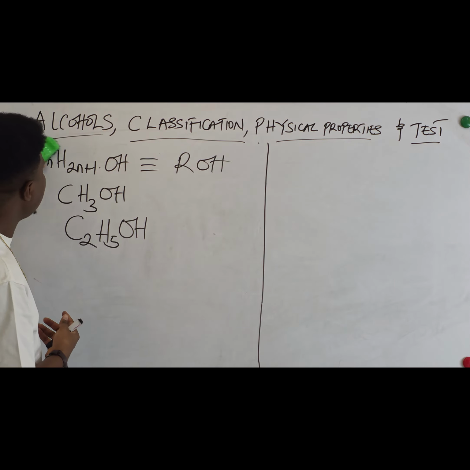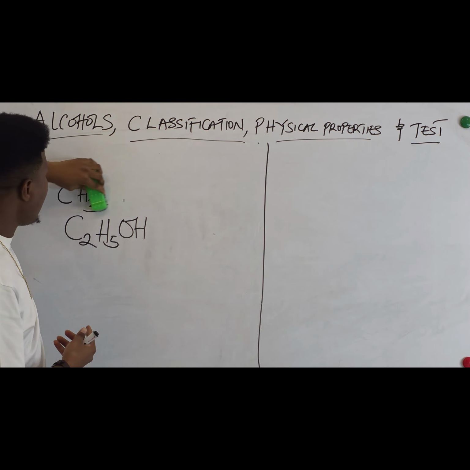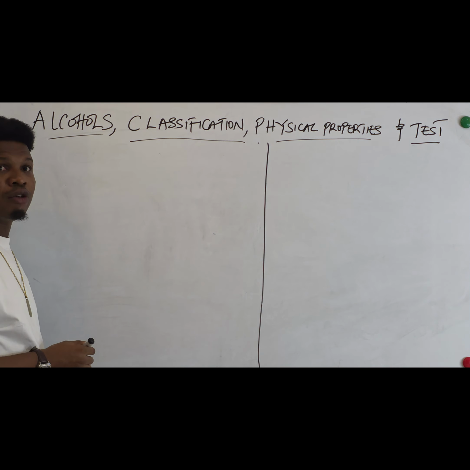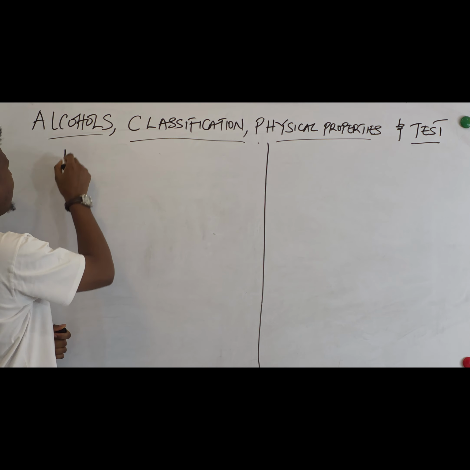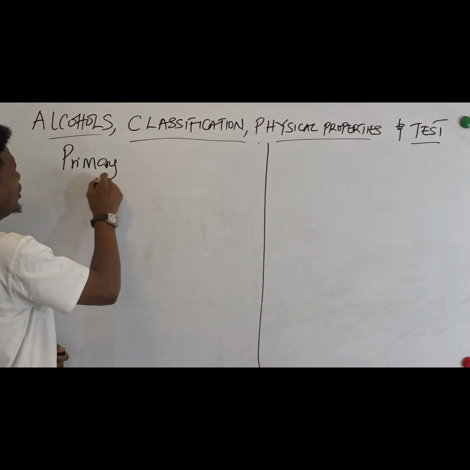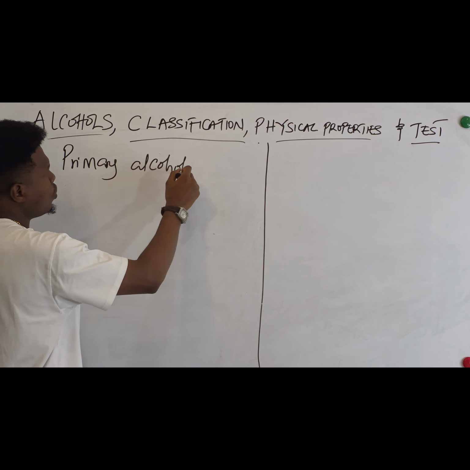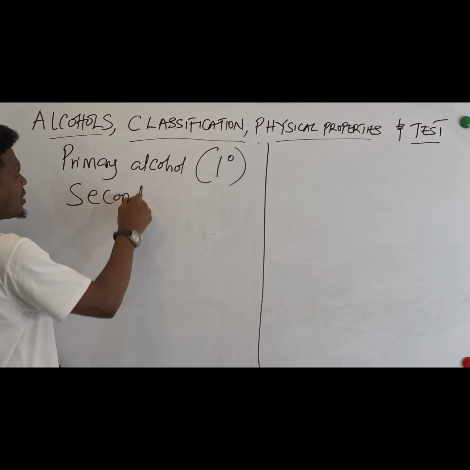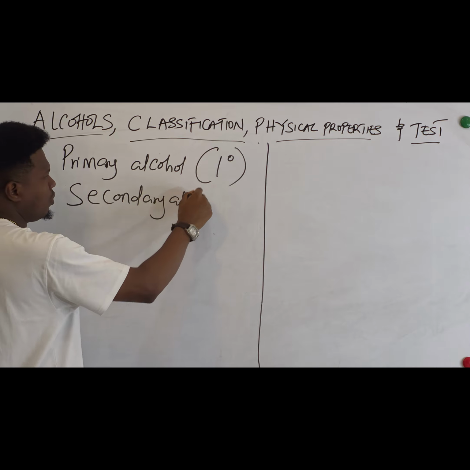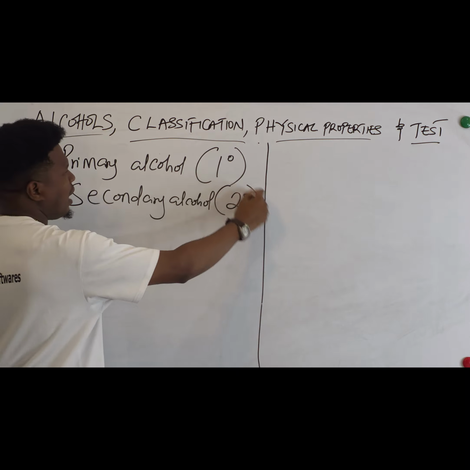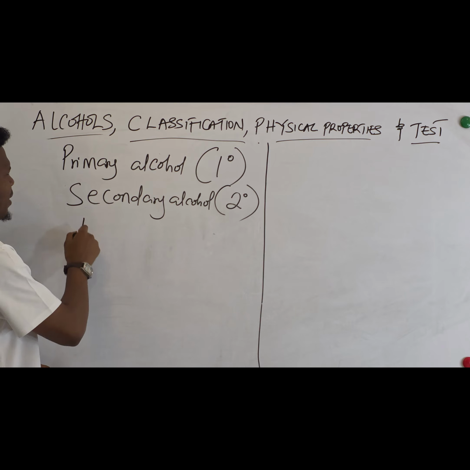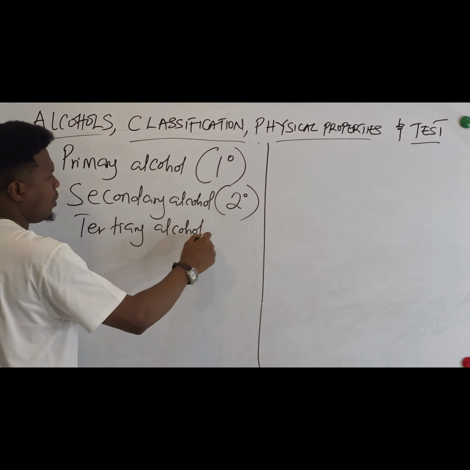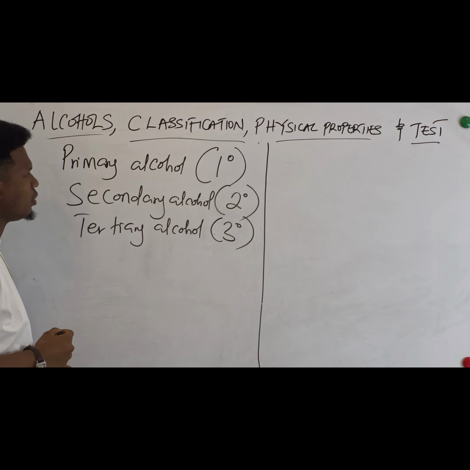So now, quickly, let's look at the classification. How can we classify these alcohols? Alcohols can be classified into three groups. First of all, we have the primary alcohol, also called 1-degree alcohol. We have the secondary alcohol, called the 2-degree alcohol. Then lastly, we have tertiary alcohols, otherwise called 3-degree alcohols.